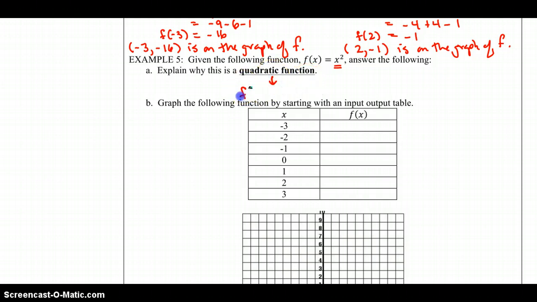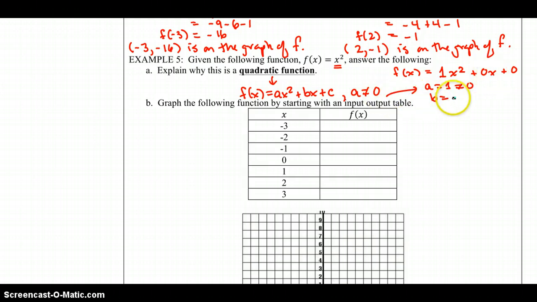So a quadratic function needs to be of the form ax squared plus bx plus c, where a is not 0. Okay. Well, the function we have can be written as 1x squared plus 0x plus 0. Okay, so a is 1, which is not 0, because a can't be 0. And then the coefficient on x is 0, which is okay, and our constant term is 0, which is okay. Okay, so it fits the right form. So now we're asked to graph the following function by starting with an input-output table.